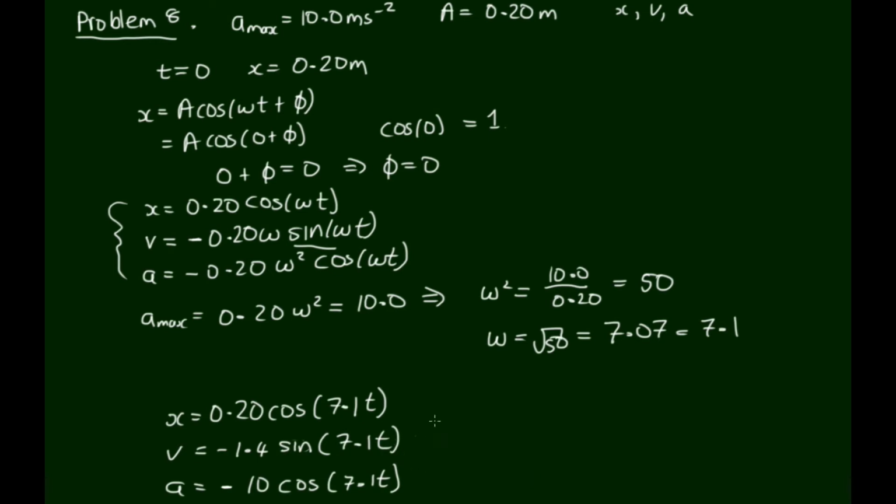Okay, so those are the three expressions that we were asked for in this question. Actually, we should just include units in this as well. 0.20, that's the same as the amplitude here, that's in meters. 1.4, that's in meters per second, it's a velocity, and then the acceleration has the same units as this acceleration, meters per second per second. Okay, this is problem 9.